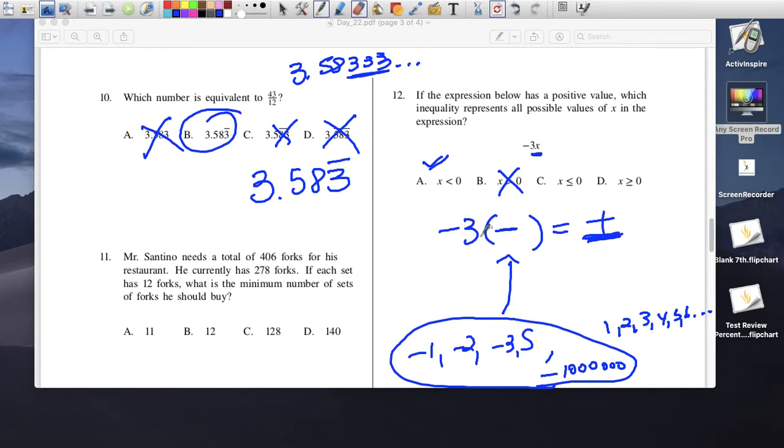If I put 0 in here, is negative 3 times 0 a positive number? No, because that says 0 is included in this set of numbers, but it's not. So likewise, this one doesn't make sense. So the only thing that makes sense are all numbers less than 0, because they're all going to be negative. And a negative times a negative gives you a positive.